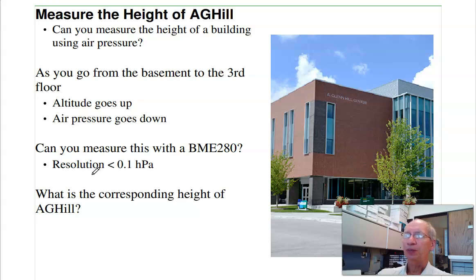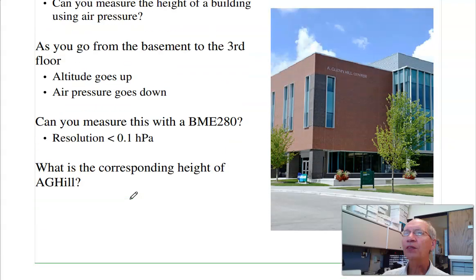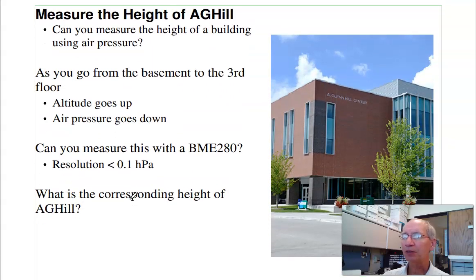So here's a question for you. If I can measure pressure that accurately, can I measure the height of a building by measuring the change in air pressure? What I want to do is go to the A.G. Hill building on NDSU campus, go from the basement to the third floor, and see, does the air pressure change enough that I can measure it? Well, I can measure pressure to 0.1 hectopascal pretty easily with the BME 280 sensor. If you go to a website that does an air pressure versus height calculation, I should have a change of air pressure of about 2 or 3 hectopascals, so I should be able to measure this.